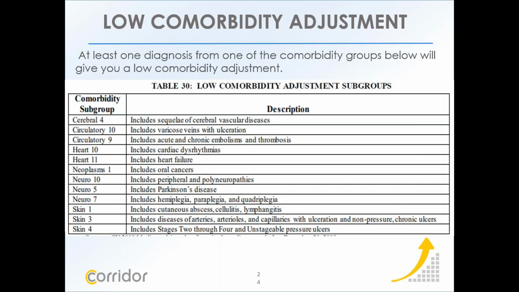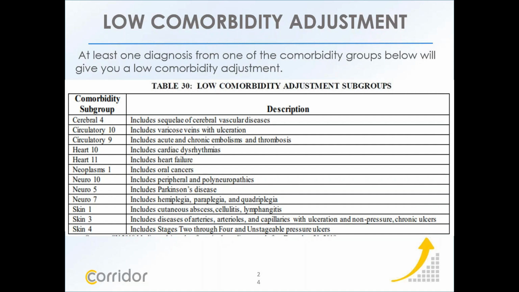Okay, so let's get an idea about how do we get a comorbidity adjustment, a low one. A low comorbidity adjustment requires at least one diagnosis for one of these comorbidity groups listed below. Just one of them in a secondary diagnosis slot will give you a low comorbidity adjustment.